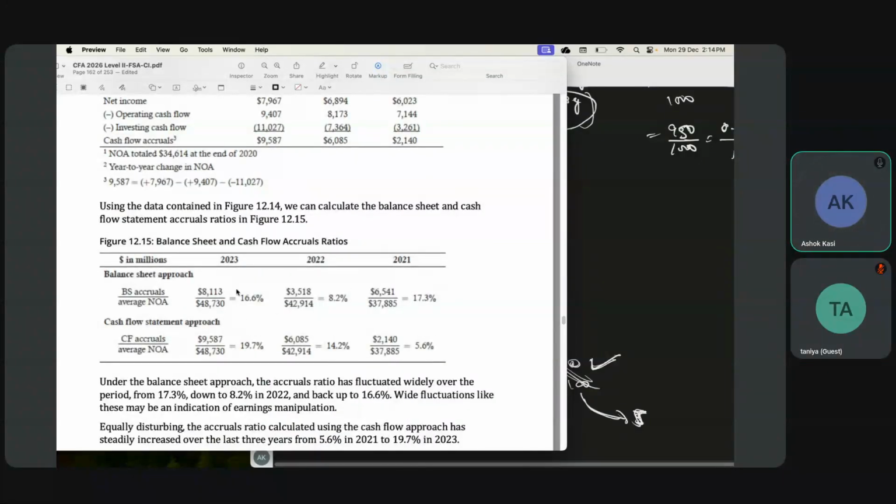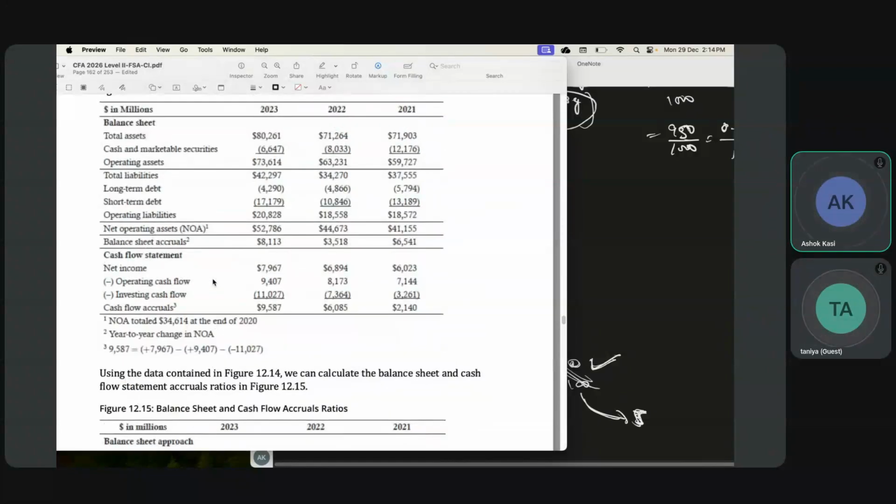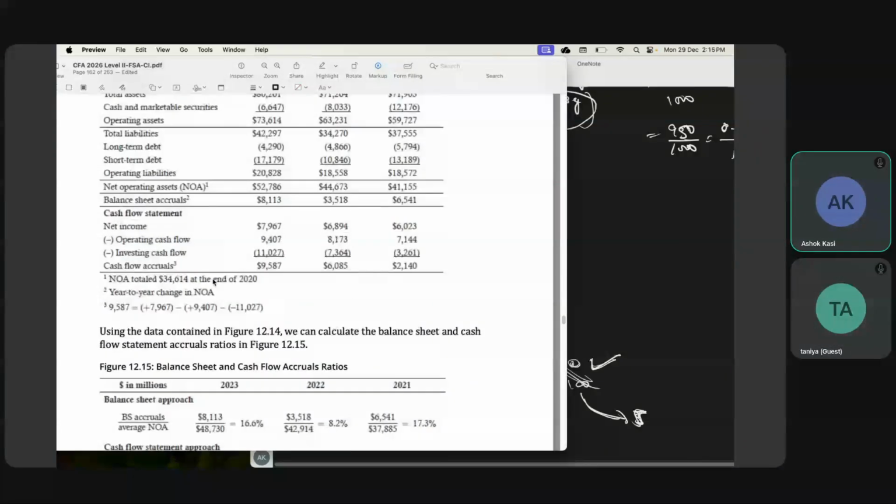And here, balance sheet accrual 8,113, we understood how we got it. Then the average annual net operating assets: the average is 48,729, which is 52,786 plus 44,673 divided by 2.